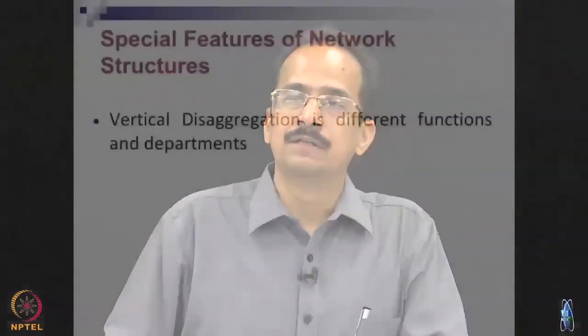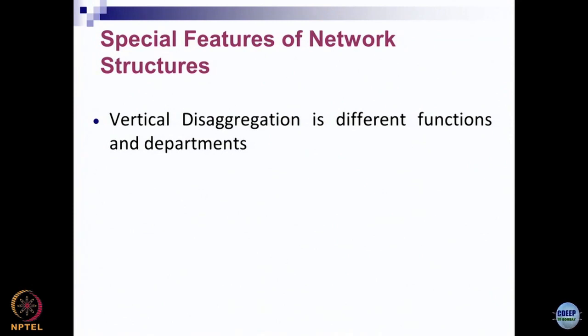There are special features of the network structure. In the network structure, you see there is a vertical disaggregation. You might remember that in organization design we looked at the challenge of aggregation or integration across the functions. But in the network structure, you see very little variety of functions being carried out in one single organization. So there is a vertical disaggregation of the different functions and departments in the network structure.